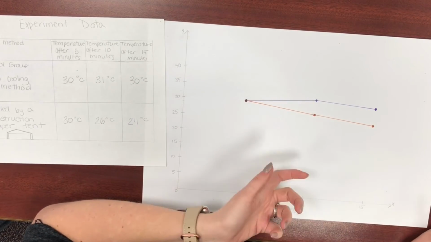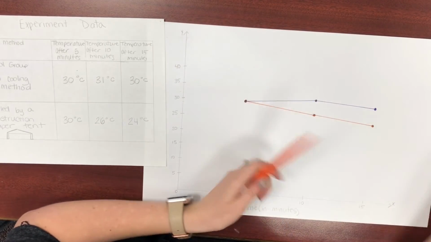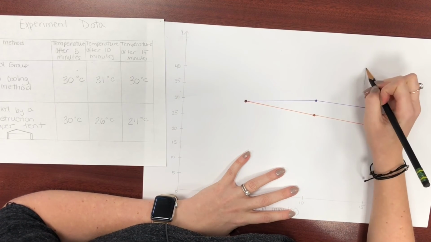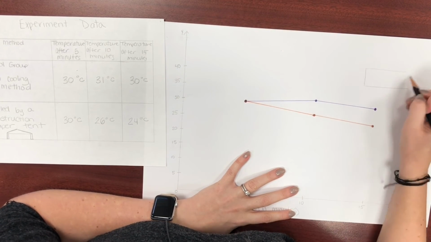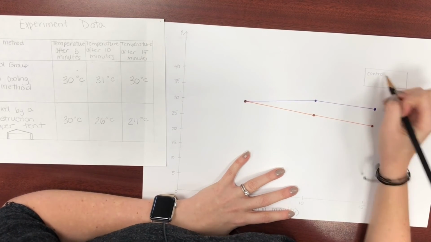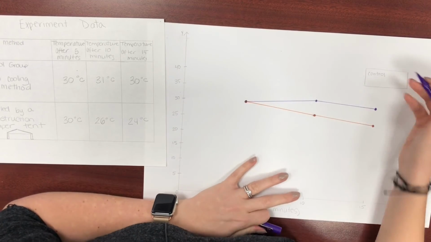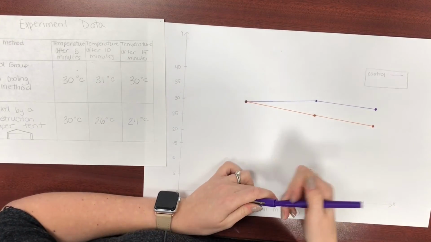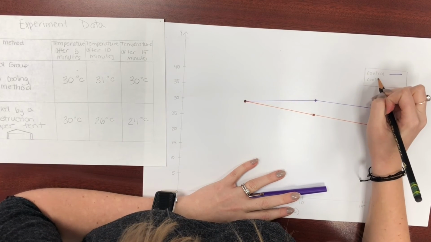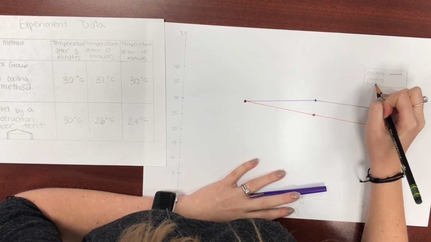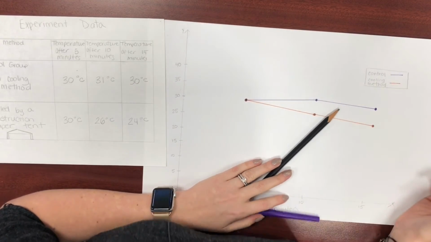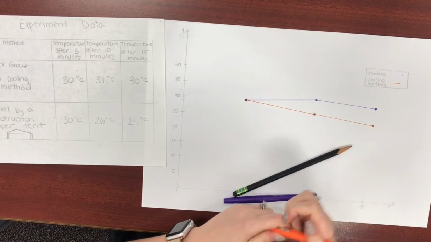The last thing I need to do is to label what my lines are. So I'm going to make a little key up here in the top, and I'm going to write control for my control group, and I'm going to draw a purple line so I know that my control group is purple. And I'm going to write cooling method, just kind of shortening it there. And I'm going to draw an orange line so I know that the orange line represents my cooling method.